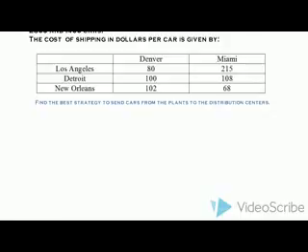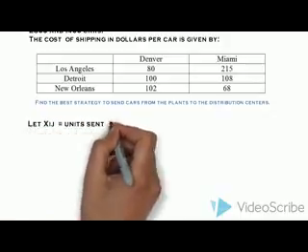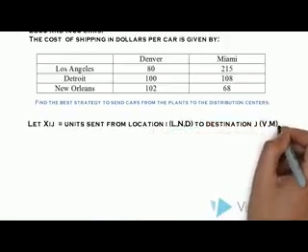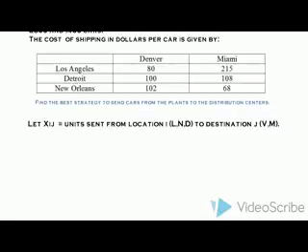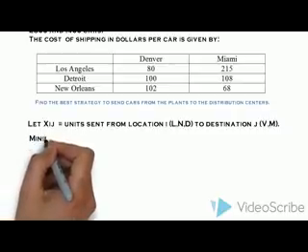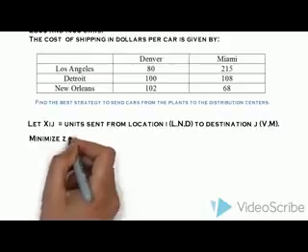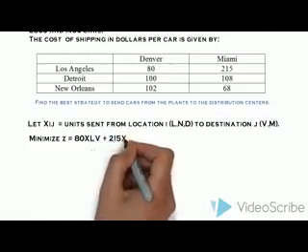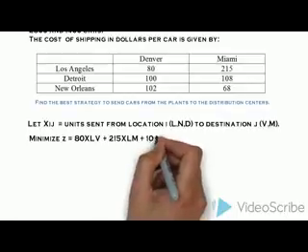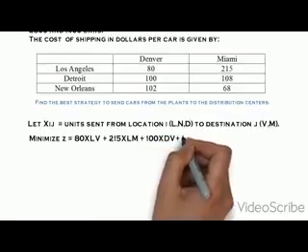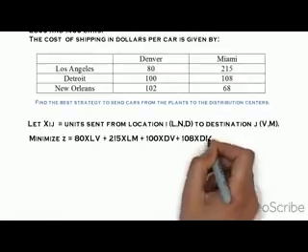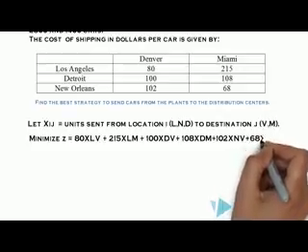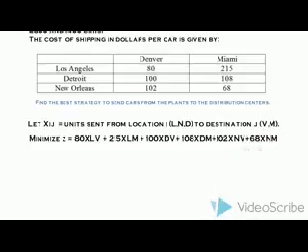Let x_ij be the units sent from location i, that is Los Angeles, Detroit or New Orleans, to destination j, that is Denver or Miami. We solve it as a minimization problem. The objective is 80 x_LD, which is the cost of transferring one unit from Los Angeles to Denver, plus 215 x_LM, which is the cost for delivering from Los Angeles to Miami, and then 100 x_DD, 108 x_DM, plus 102 x_ND and 68 x_NM.